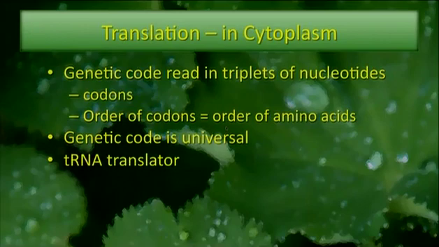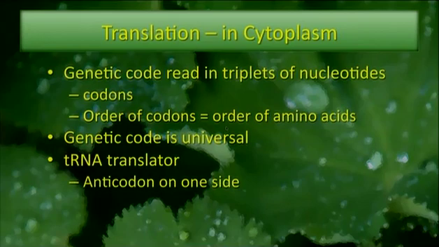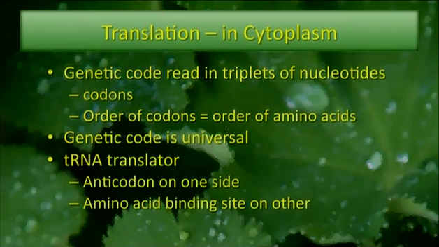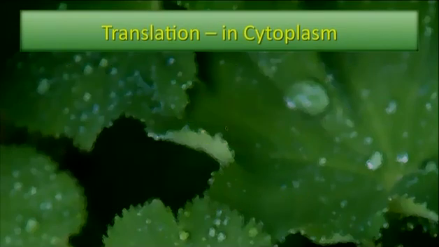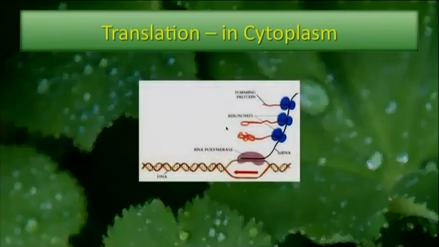Now the translator or decoder has the anticodon. We talked about that a little bit before, and I said we'd talk about it later. Now we're talking about it. The anticodon is on one side. It binds to the complementary mRNA codon by base pairing. And on the other side is the amino acid binding site with the correct amino acid. So here's showing both transcription and translation.